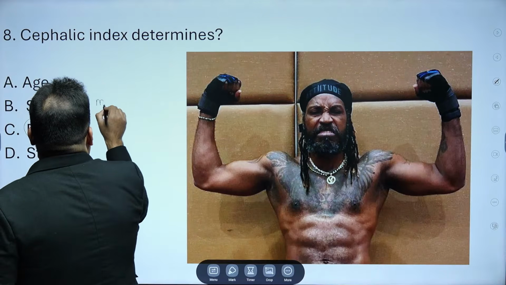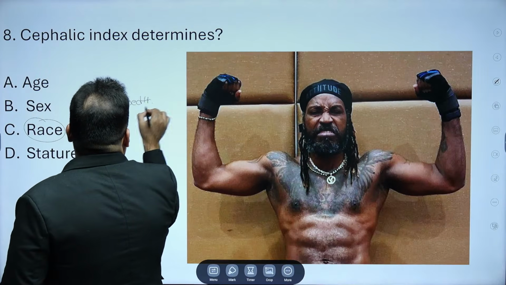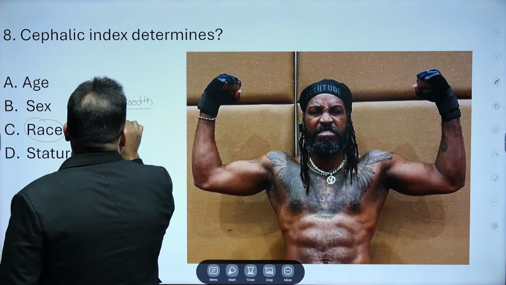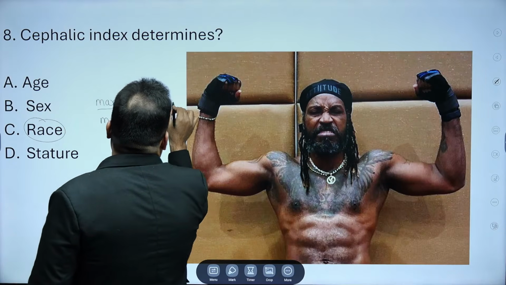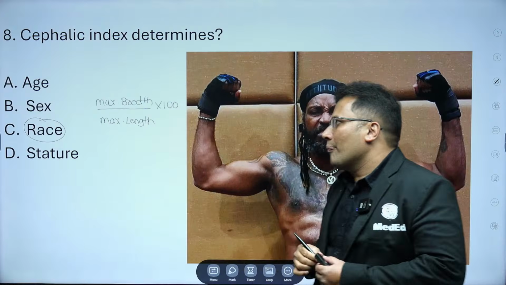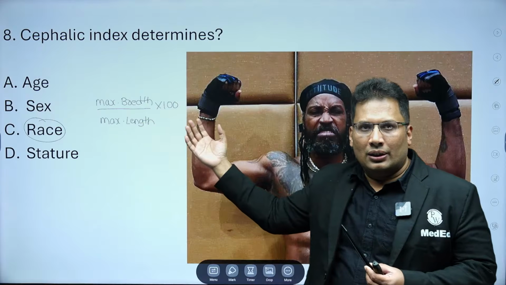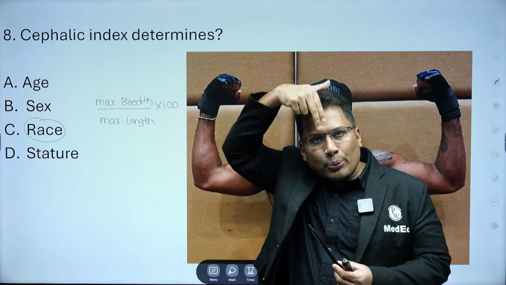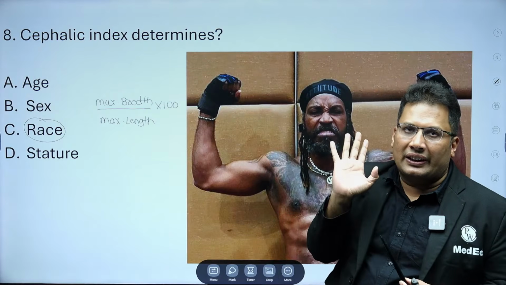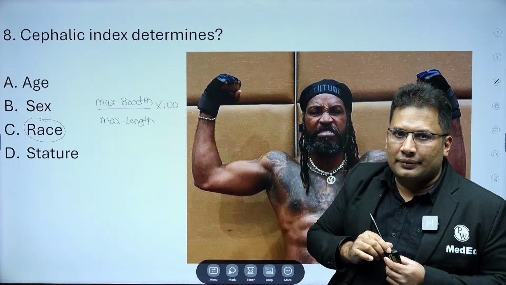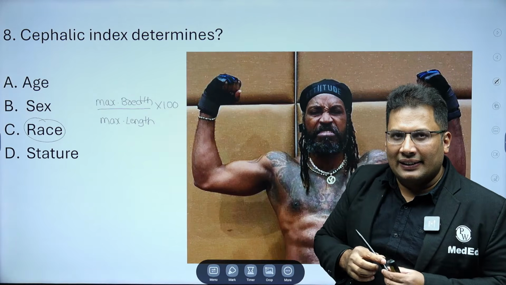That is maximum breadth divided by maximum length multiplied by 100. Remember, cephalic index is minimum in dolichocephaly, but anteroposterior diameter is maximum in dolichocephaly. INICET question. Okay? Fine, understood guys? It's easy.